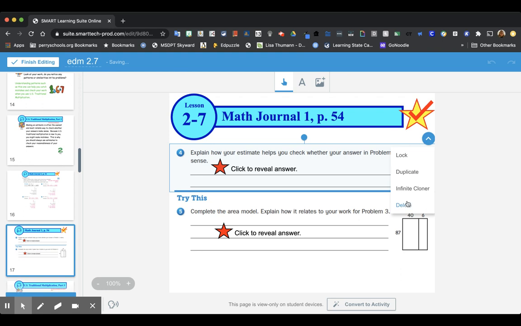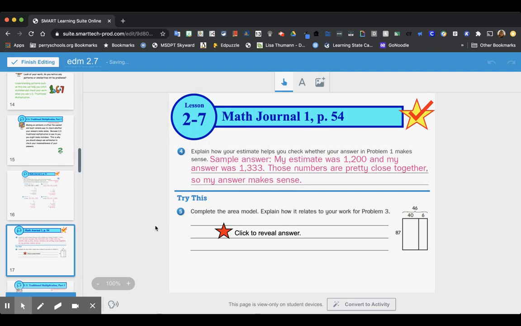Let's take a look at what they said. So a sample is that the estimate was 1,200, and your answer is 1,333. Those numbers are pretty close to each other, and it makes your answer make sense. Remember, when you make an estimate, it's checking if it's logical, if it's reasonable, if it makes sense. That's all we're looking for there.